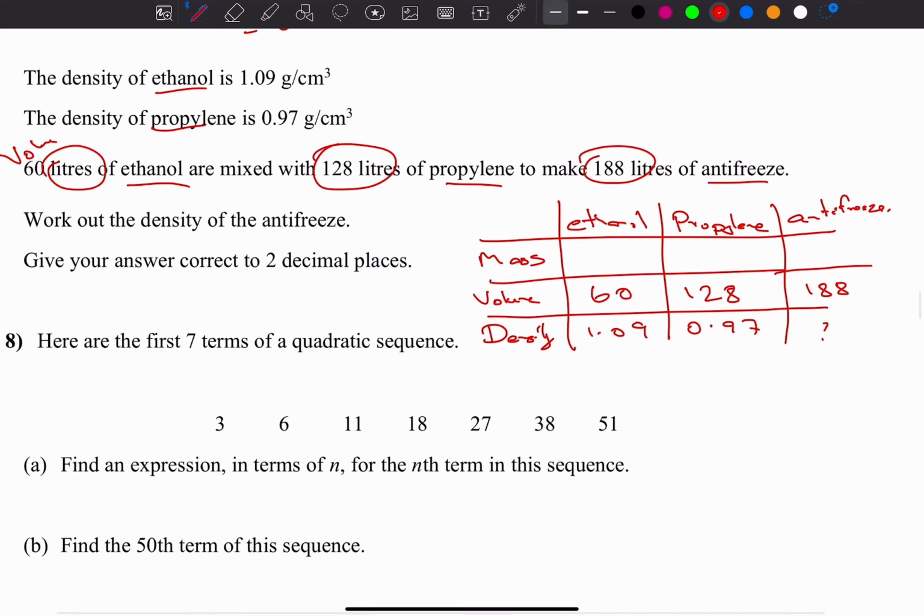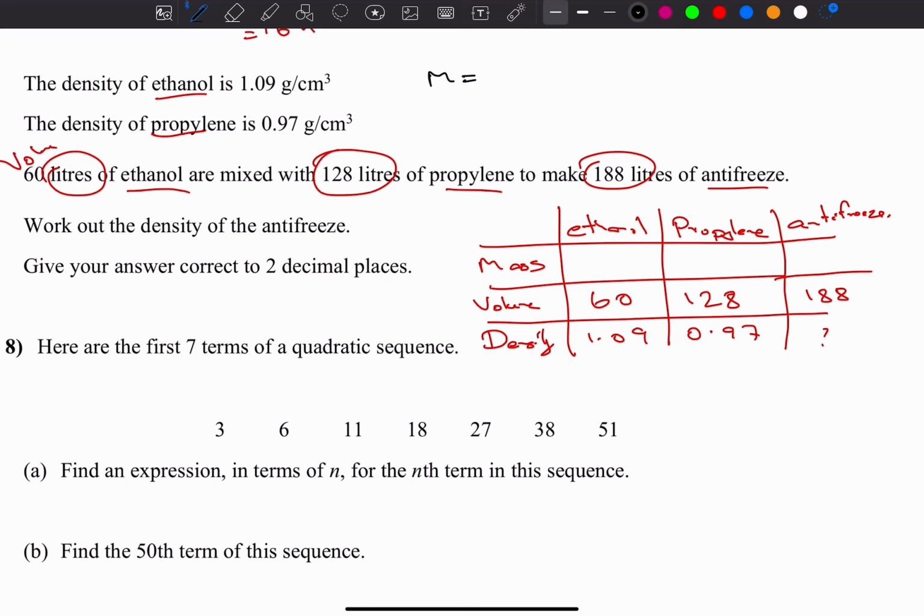They want this one. So if you look at it, we can work out the mass of the ethanol. Mass is what? Density times volume. You just multiply it. 60 times 1.09, 65.4. The other one is 128 times 0.97, 124.16. And remember, you're okay to add the masses, which will make it 189.56.